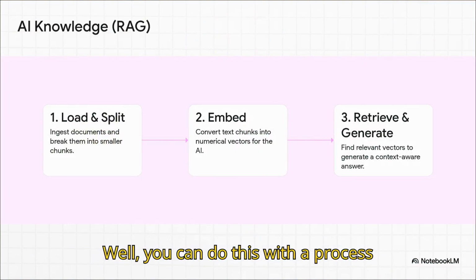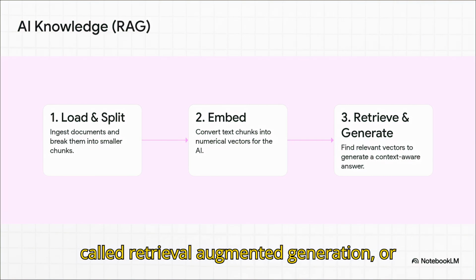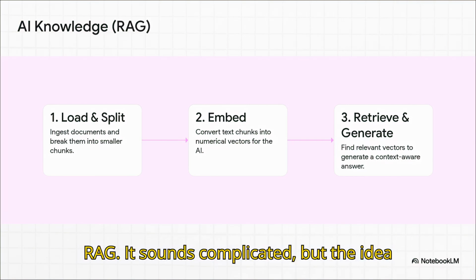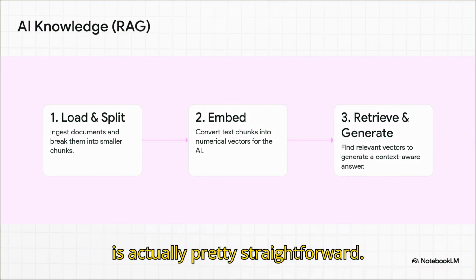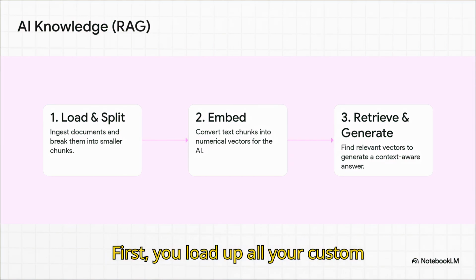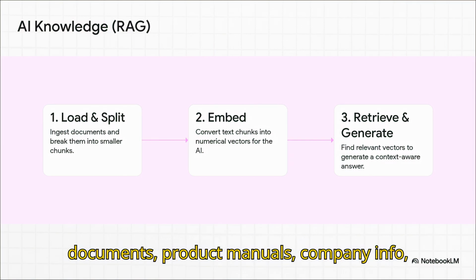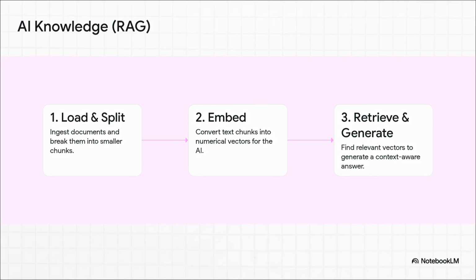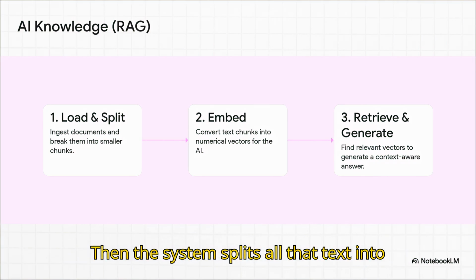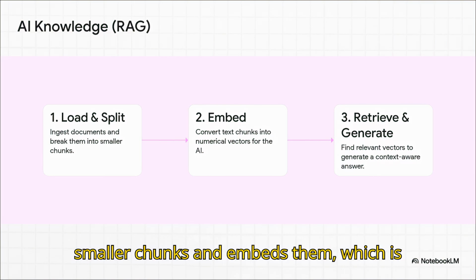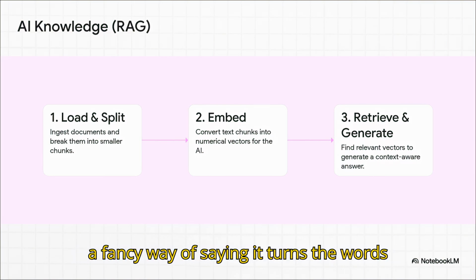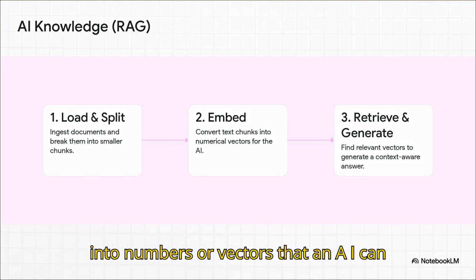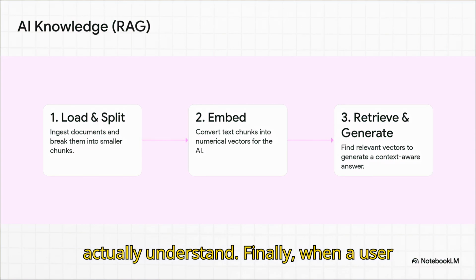Well, you can do this with a process called Retrieval-Augmented Generation, or RAG. It sounds complicated, but the idea is actually pretty straightforward. First, you load up all your custom documents, product manuals, company info, whatever you want the AI to know about. Then, the system splits all that text into smaller chunks and embeds them, which is a fancy way of saying it turns the words into numbers, or vectors, that an AI can actually understand.